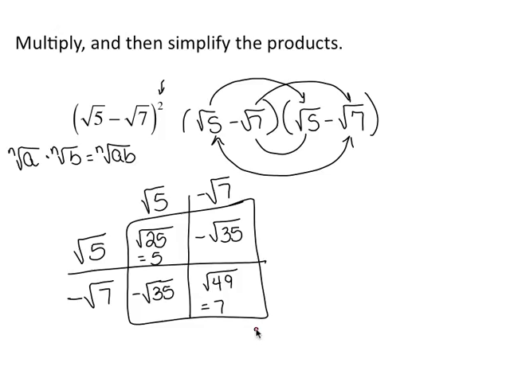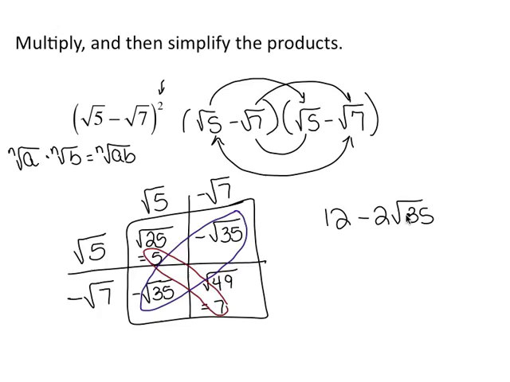So now we can add these two numbers together, and then we can add these together. So 5 plus 7 gives us 12, and then negative square root of 35 minus the square root of 35 gives us a negative 2 square root of 35.